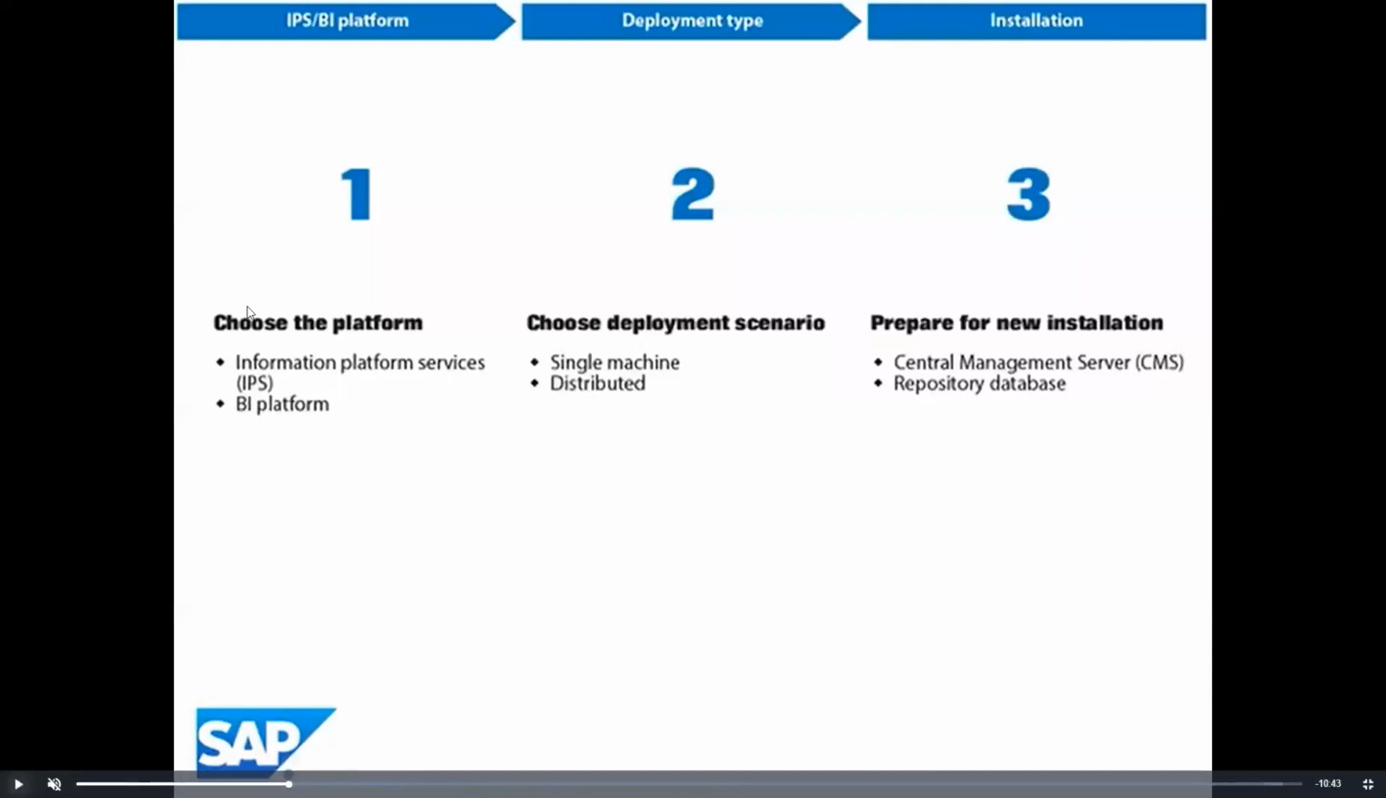So here, first is the IPS or BA platform. Choose the platform, Information Platform or BA. Then choose the deployment scenario, let's say a single machine or distributed machines. It depends upon the clients and the workload. This system can be deployed on a single machine or on distributed machines. Then prepare for the new installation: the central management server, CMS, and then the repository database. First of all, these are the backend steps required for the installation.